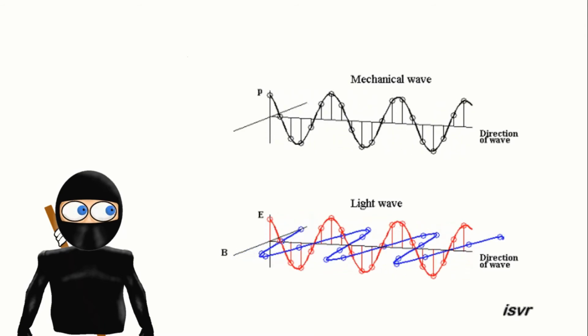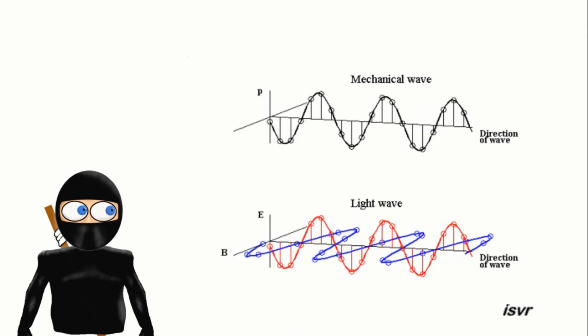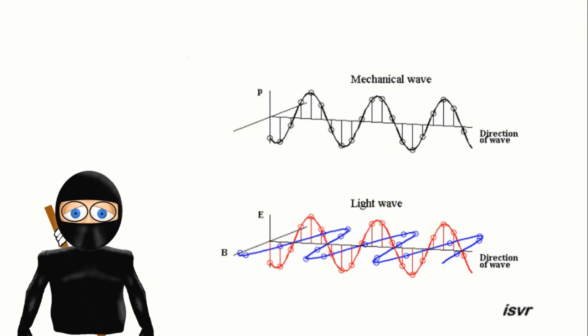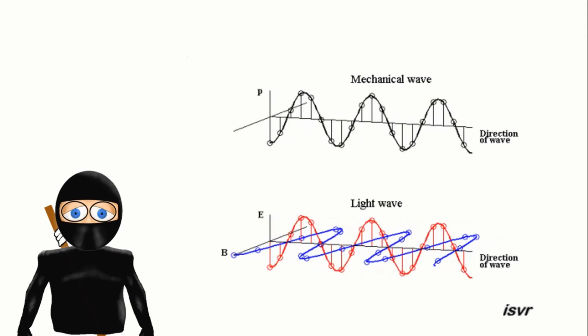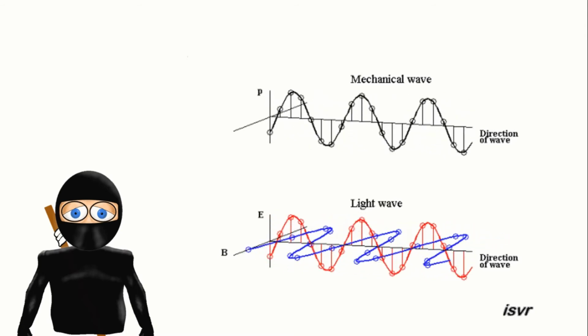Light waves are also transverse waves, even though light waves don't involve the motion of particles. Light waves are electromagnetic waves. They're made up of oscillating or vibrating electric and magnetic fields.